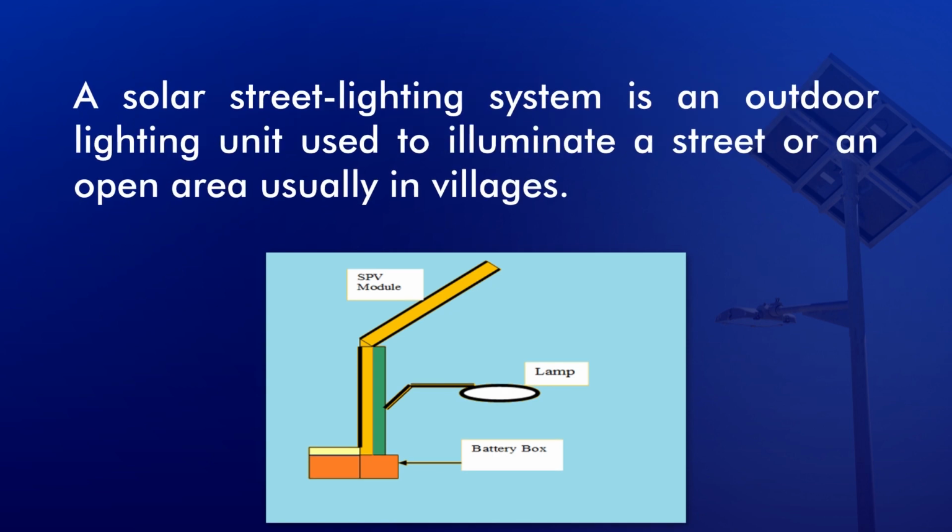A solar street lighting system is an outdoor lighting unit used to illuminate a street or an open area, usually in villages. A CFL is fixed inside the luminaire which is mounted on a pole. The PV module is placed at the top of the pole and a battery is placed in a box at the base of the pole.